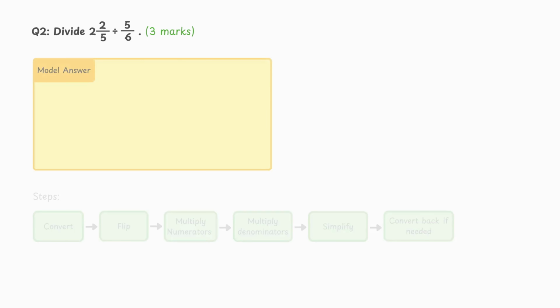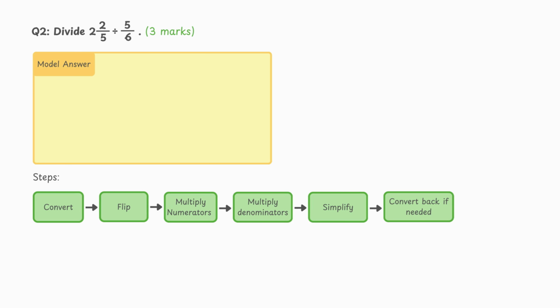Let's move on to another example. You can pause the video and try yourself. Divide 2 2/5 by 5/6 and give your answer as a mixed number. Step 1 is to rewrite the mixed number as an improper fraction. 2 2/5 becomes 12/5. Next, we change the division into multiplication. That means we flip the second fraction to find its reciprocal and change divide into multiply. So it becomes 12/5 multiplied by 6/5.